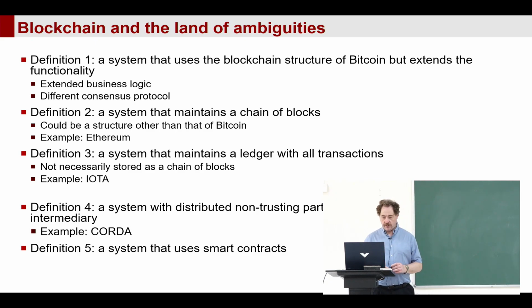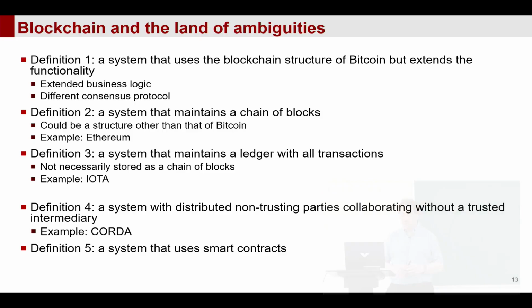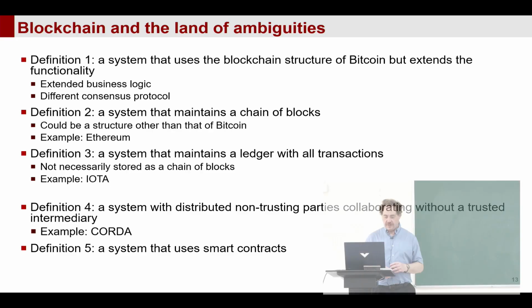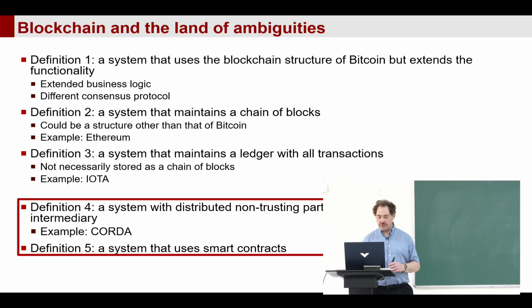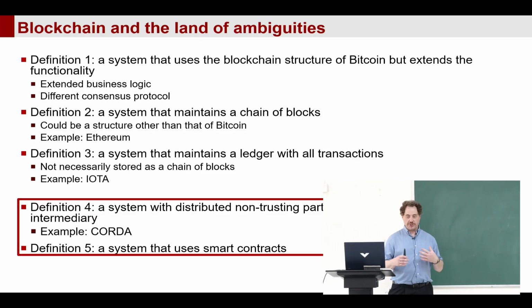Definition 4: it's a system with distributed non-trusting parties collaborating without a trusting intermediary. That's the definition adopted in the Corda system. And definition 5 is probably the most frivolous: it's a system that uses smart contracts. So the last 2 definitions are more about how blockchain is used rather than what it is.